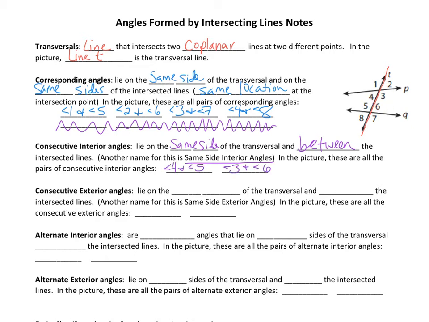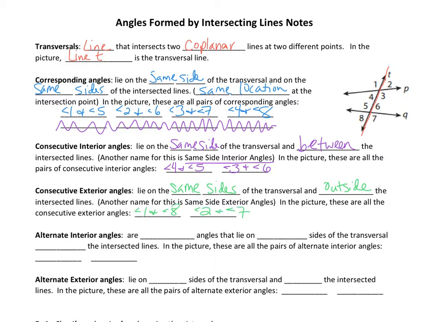This next one is similar to it, but we have consecutive exteriors. So they lie on the same sides of the transversal, but they are outside the intersected lines. So the angles that are formed outside our intersecting lines would be 1 and 2 and 8 and 7, but I want them on the same side of that transversal. So it would be my 1 and 8 and then 2 and 7.